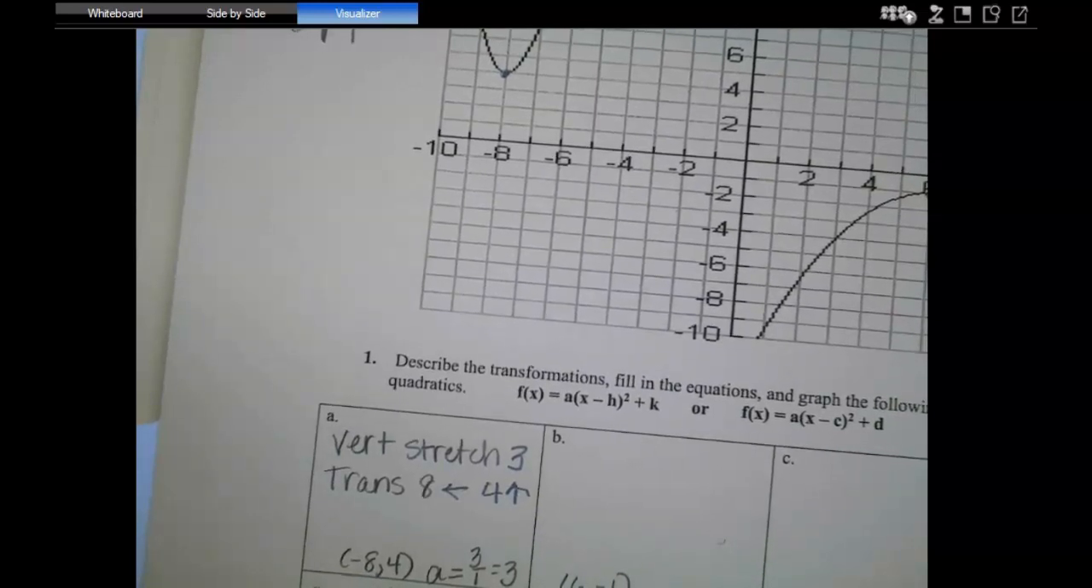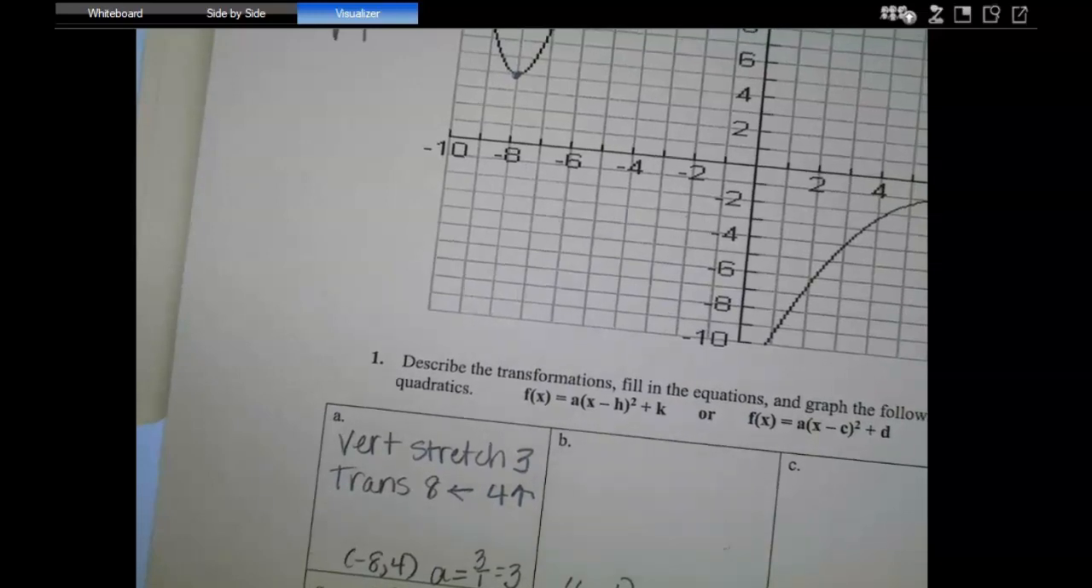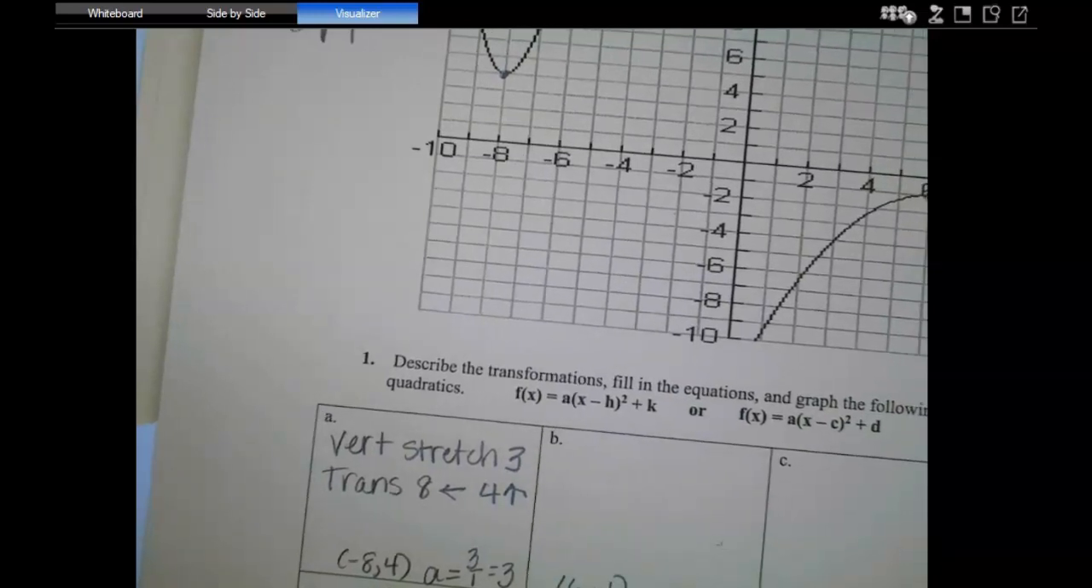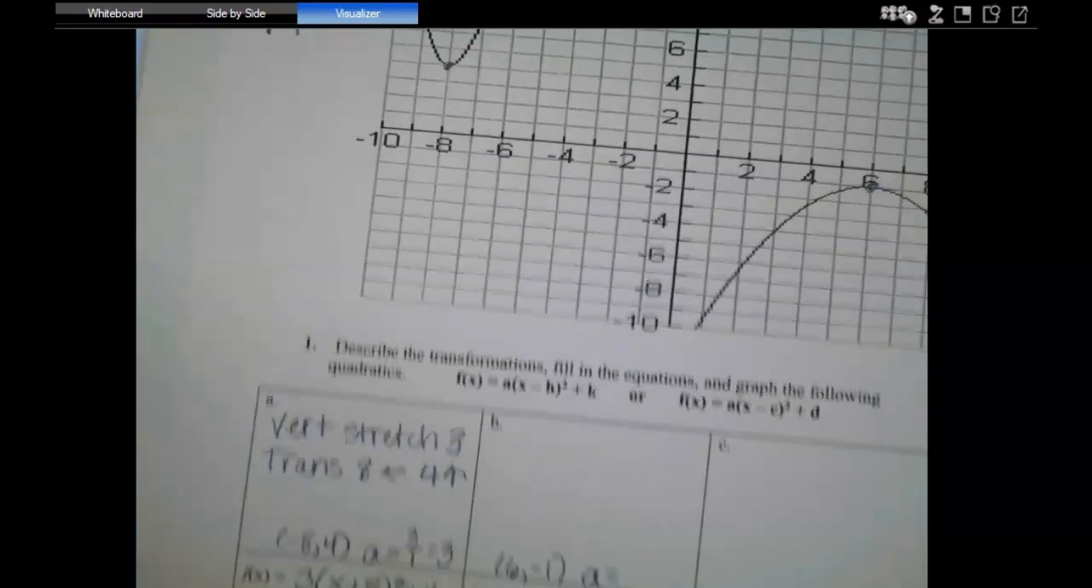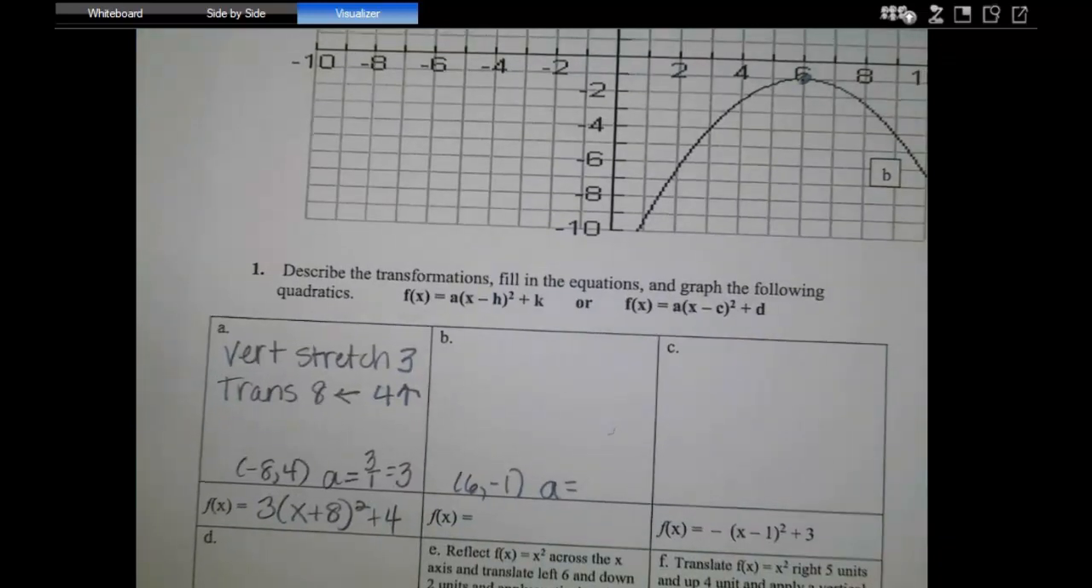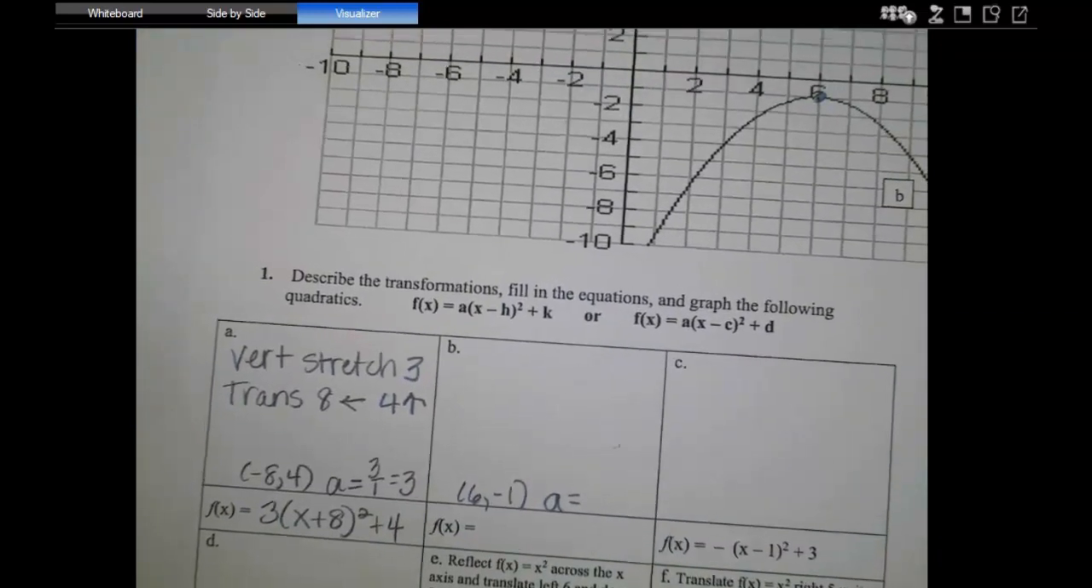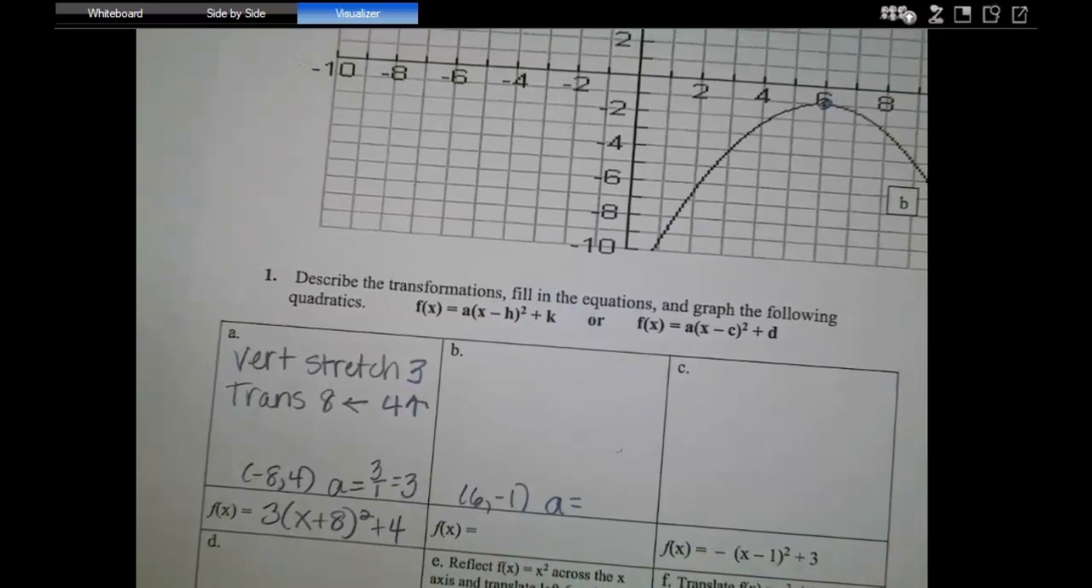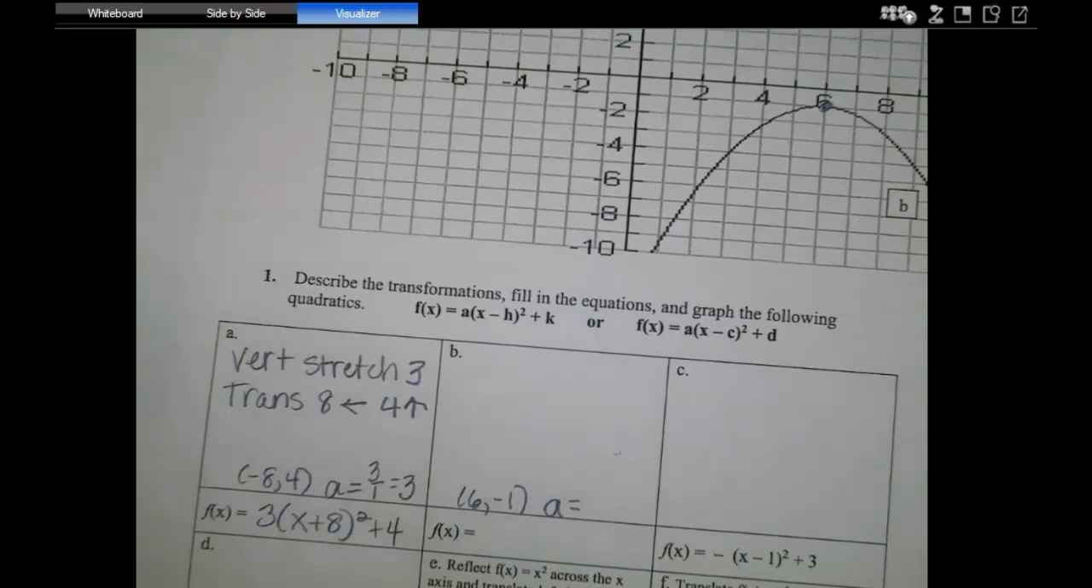Okay, now I want to talk about the a value. Okay? I want the a value. That's what we're going to do. And we just said the a value is going to be the change in y over the change of x squared.